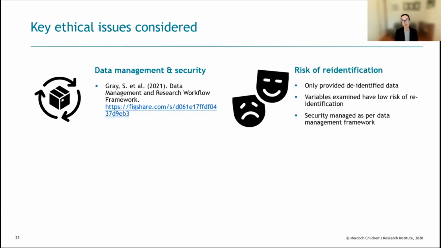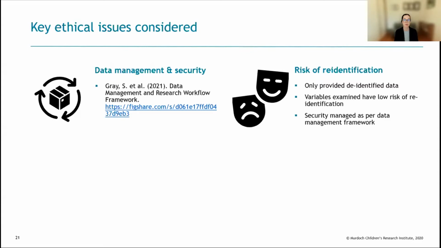One of those issues that we considered in terms of security was risk of re-identification. In this case, we were only asking to be provided with de-identified data from these cohorts, and the variables that we're examining have fairly low risk of re-identification. We're not, for example, looking at any rare conditions in these cohorts. And these lower risk data also, of course, handled in a secure and appropriate way as we've articulated within our data management framework.